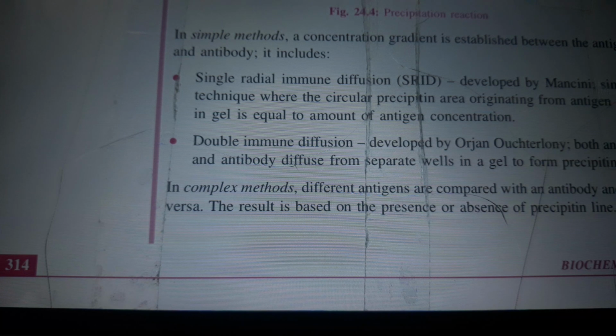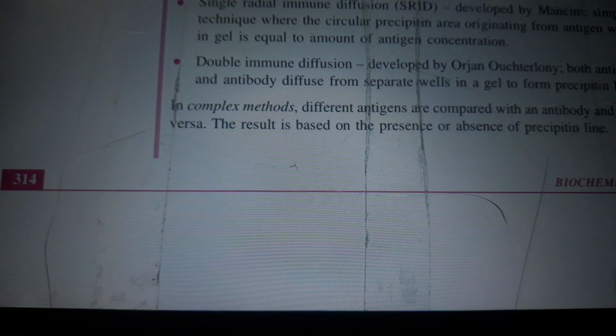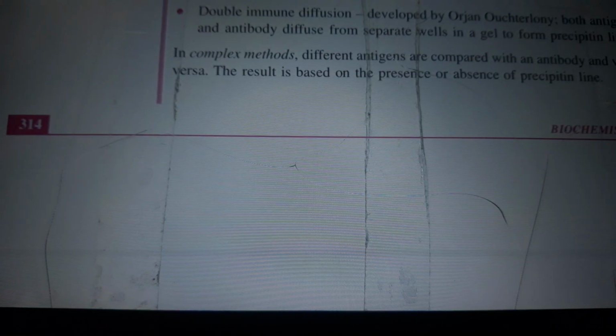In simple methods, a concentration gradient is established between the antigen and antibody. It includes single radial immunodiffusion, SRID, developed by Mancini, a simple technique where the circular precipitin area originating from the antigen well in the gel is proportional to the antigen concentration. Double immunodiffusion, developed by Ouchterlony, where both antigen and antibody diffuse from separate wells in a gel to form a precipitin line. In complex methods, different antigens are compared with an antibody and vice versa. The result is based on the presence or absence of a precipitin line.